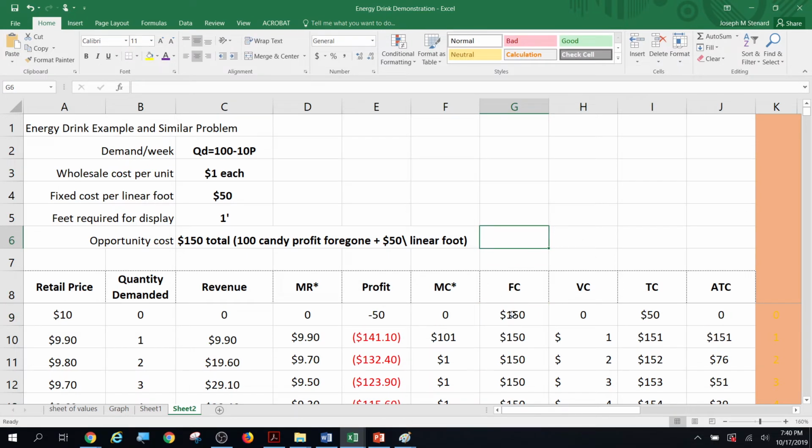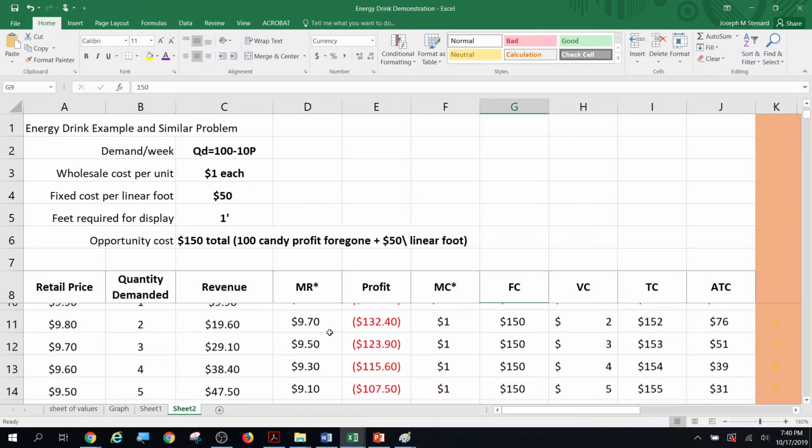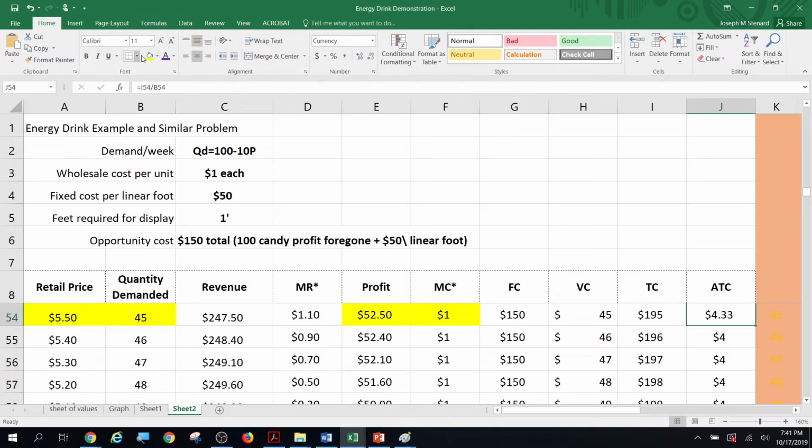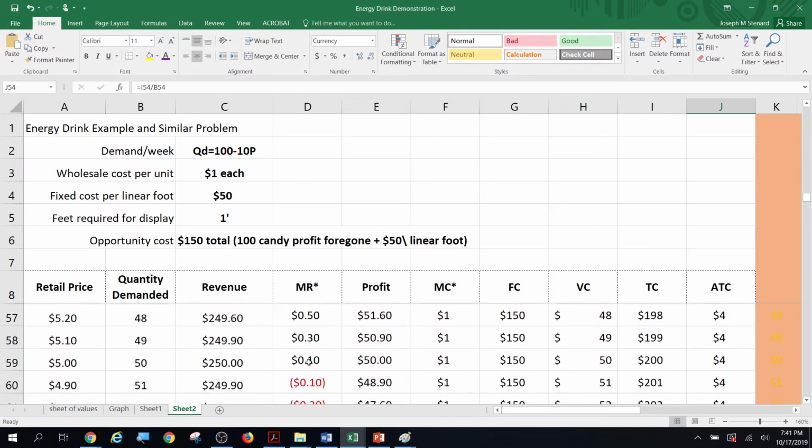And if we did it as 150, then that would still mean that the profit maximizing point is where we determined it to be from before. The profit maximizing point is to charge $5.50 per energy drink, selling 45 drinks. We will make a profit of $52.50. We'll have a marginal cost of $1 and an average total cost of $4.33. There's one other piece of information that we need to discover, and that is where the marginal revenue equals 0.